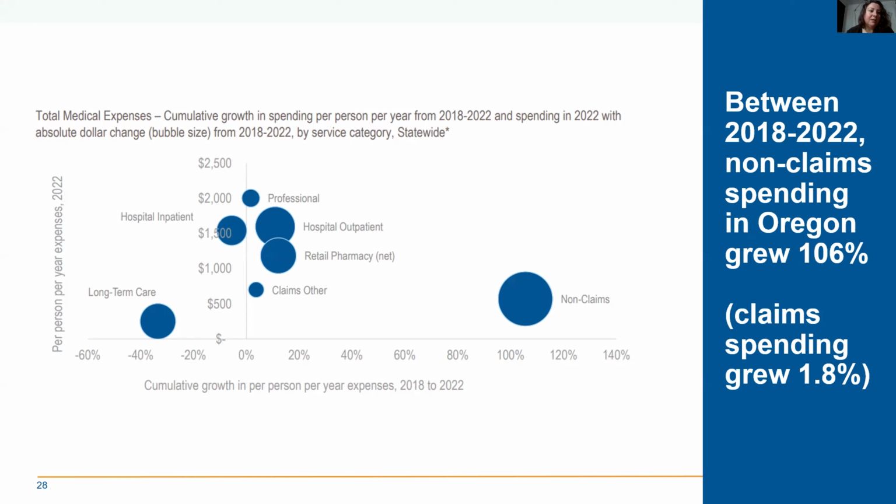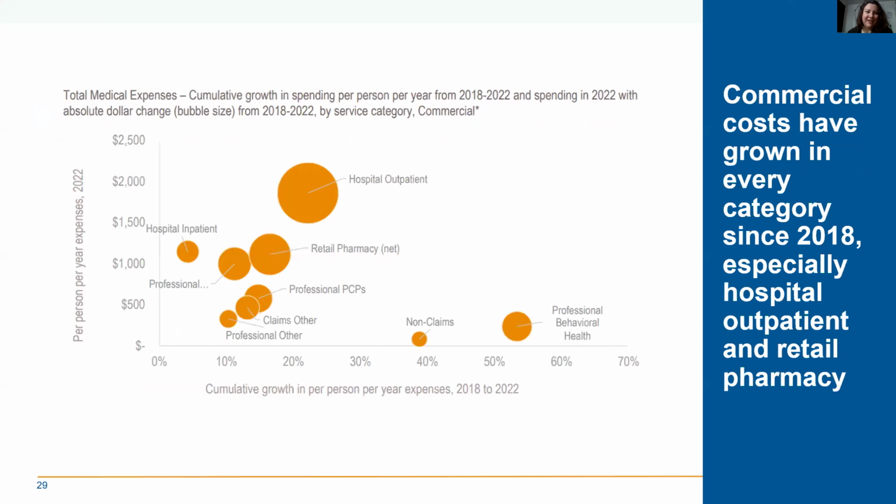You can see some of our larger bubbles, hospital outpatient and retail pharmacy. This is very similar to last year, where we saw those as some of the major drivers of spending by service category. So that was statewide. Now let's look at a snapshot for each of the three markets. Next slide. So now commercial market. Commercial costs have grown in every category since 2018, especially hospital outpatient and retail pharmacy. Again, you can see hospital outpatient and retail pharmacy as some of the largest bubbles there and also closer to the top of the slide.